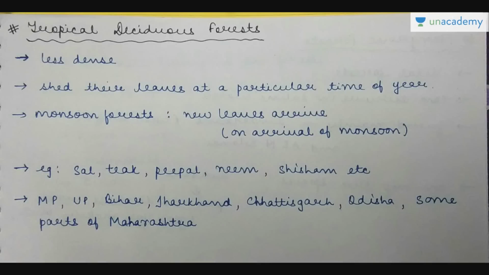Then the next is the tropical deciduous forest. They are less dense as compared to the evergreen one, and they shed their leaves at a particular time of the year. So all the leaves are shed at one particular time of the year. They are also known as monsoon forests. Why? Because the leaves which are shed at this time of year start arriving when there is the onset of monsoon. Some examples of trees: sal, teak, peepal, neem, shisham, etc. And some areas in India: MP, UP, Bihar, Jharkhand, Chhattisgarh, Odisha, and some parts of Maharashtra.